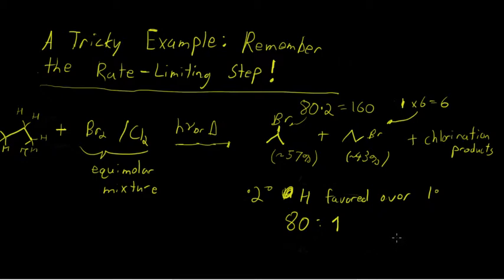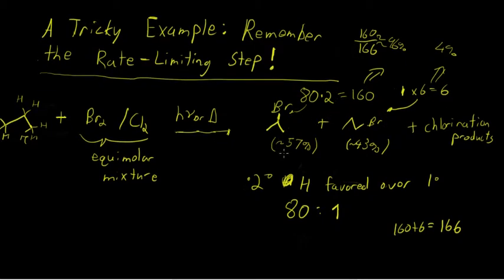So 160 plus 6 equals 166. We divide 160 by 166. We get something like, let's see, what is that? This is about 96%, which would make this about 4%. But our product distribution is 57 and 43, not 96 and 4. So what's going on here? We are getting a whole lot more primary product than we should.